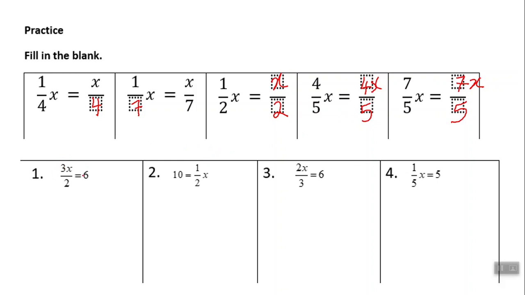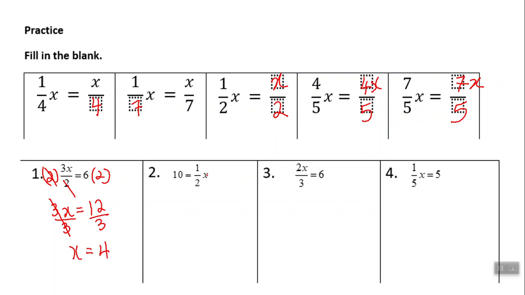Okay, now let's solve one-step equations with fractions. 3x over 2 equals 6. First, you have to multiply by the denominator. And the denominator will be cancelled. 3x equals 6 times 2 is 12. Now divide both sides by the coefficient, the number before x, and x equals 12 divided by 3 is 4.